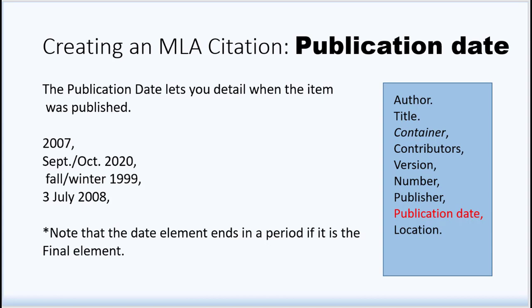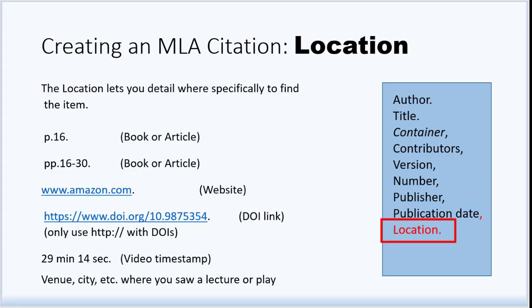Publication date. This could be a season or a month and day, but is often simply a year. Note that in MLA 9th, seasons are now in lowercase. MLA 9th Handbook, page 185. Location. This is usually page numbers, a URL, or a DOI. Digital Object Identifier. DOIs are most common with journal articles, but books may have them as well. The location can also be a video timestamp or a place you saw a lecture or play.